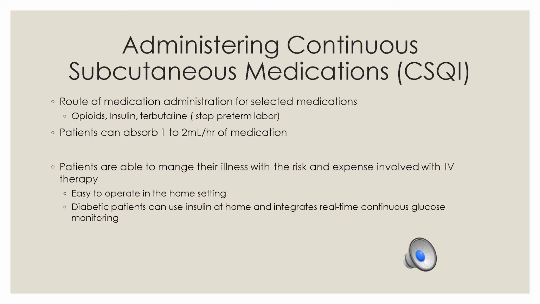The patient can absorb 1 to 2 mLs an hour of medication, but the rate of absorption is dependent on osmotic pressure rather than the rate of administration. Patients are able to manage their illness with less of the risk and expense involved with IV therapy. The patient must be educated on how to use this. The patient must be able to read and write and understand directions before you send them home with this. They're easy to operate in the home setting. A lot of diabetic patients can use insulin at home and integrate real-time continuous glucose monitoring.